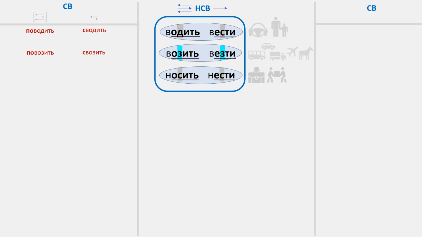Повозить and свозить are the perfective, the SV forms of возить. He drove his child to school for a month. He no longer drives his child to school. Он повозил ребенка в школу месяц. He drove his child to school and then back home in the morning. He took the kid to school by car. The kid was at the school in the morning, but now they're back home. Он свозил ребенка в школу утром.